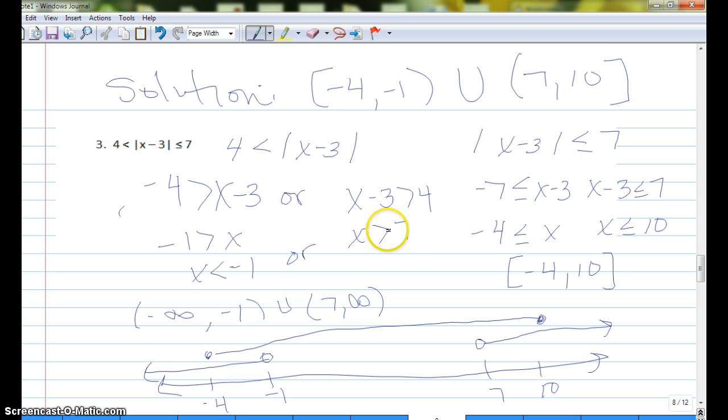Okay, so this was everything on the absolute value inequalities, and then I'll make another video that will go over the quadratic inequalities.